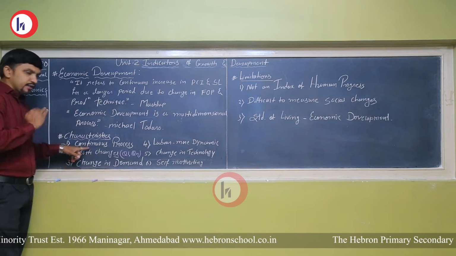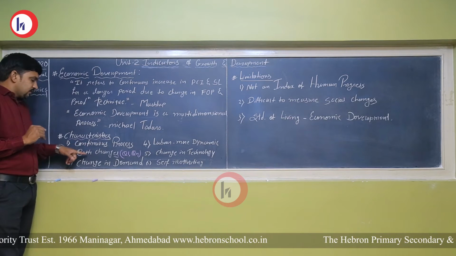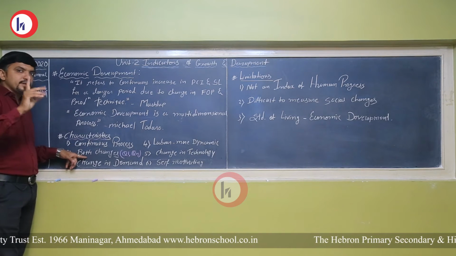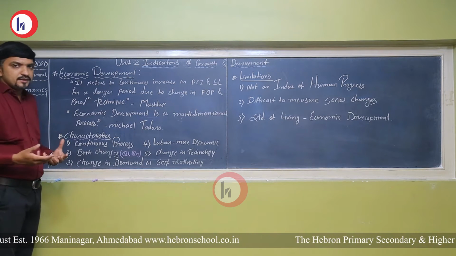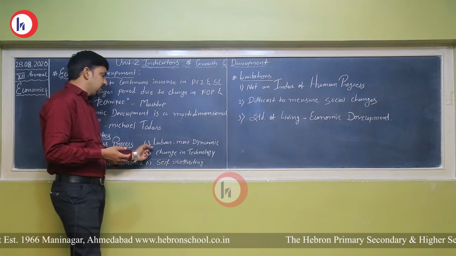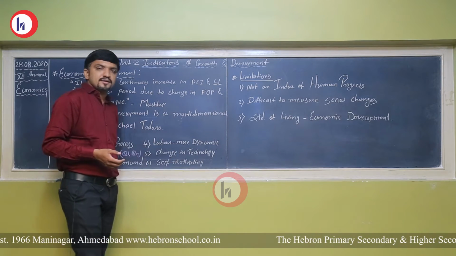So number 1 was continuous process. Number 2, both the changes, qualitative and quantitative both. Number 3, change in the form of demand. Number 4, labor more dynamic.